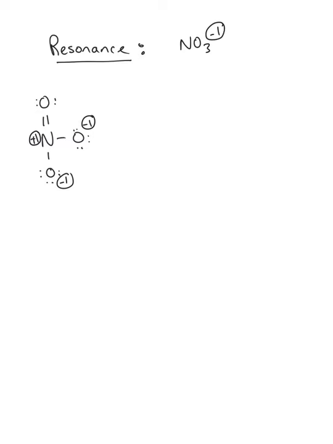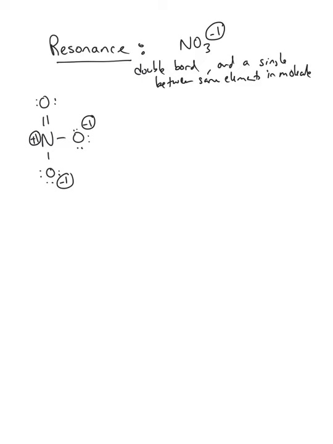Resonance occurs when there is a double bond and a single bond between the same elements in a molecule. So here, there's a double bond oxygen and there's a single bond oxygen. Why does the double bond have to be located at the top? It could be in the other positions as well.